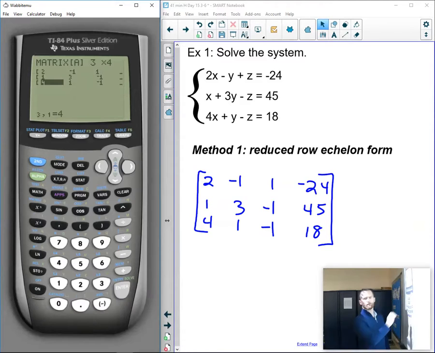Let's go to the left just to double check those as well. 2, 1, 4, -1, 3, 1, 1, -1, -1. Okay, good. So we got this all set up. Now what we're going to do, I'm going to hit second quit.